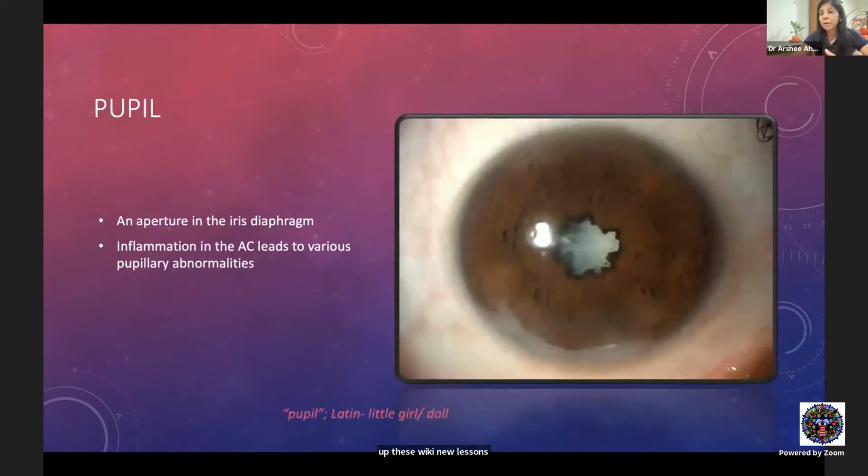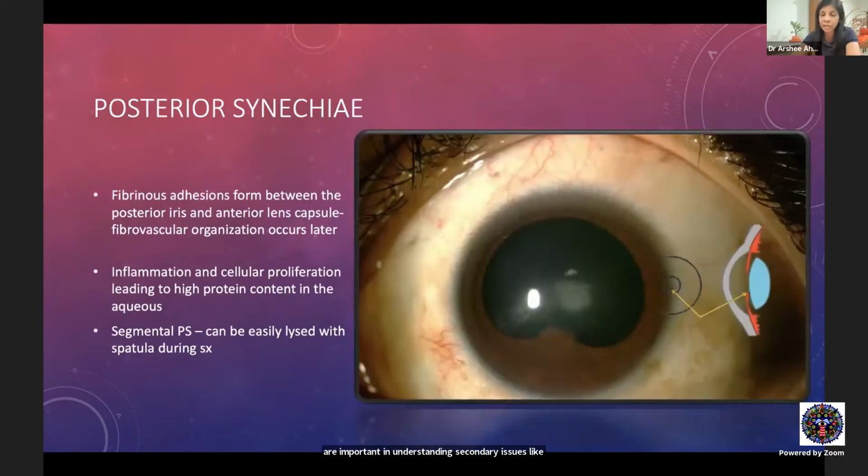So now the pupil, what is the pupil? Essentially, it is basically an aperture in the iris diaphragm. So why is this important? Because the pupillary abnormalities, especially the structural abnormalities, are important in understanding secondary issues like glaucoma, which can develop in these patients with chronic uveitis.